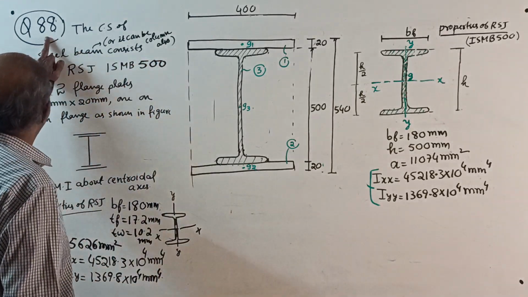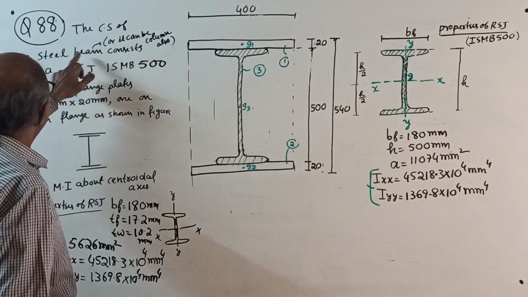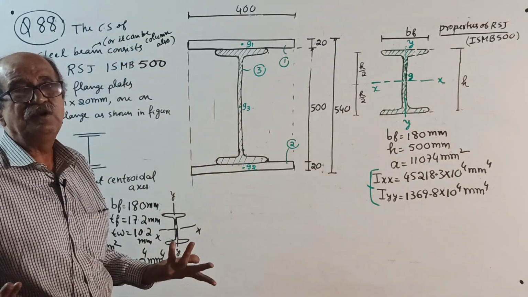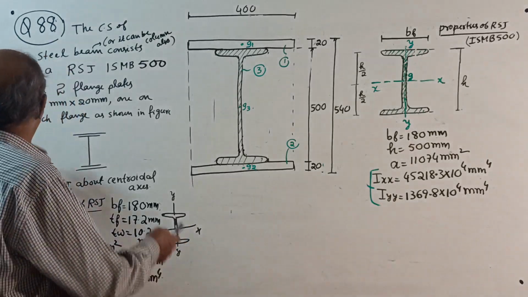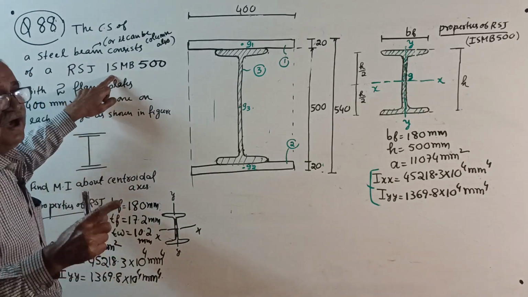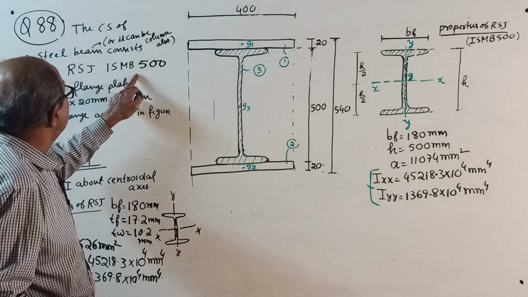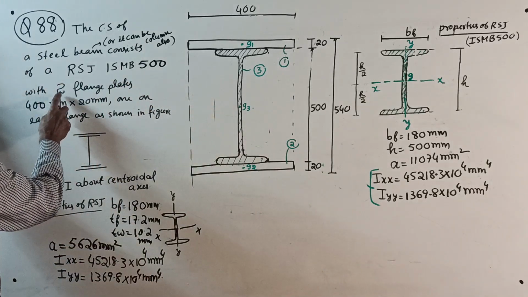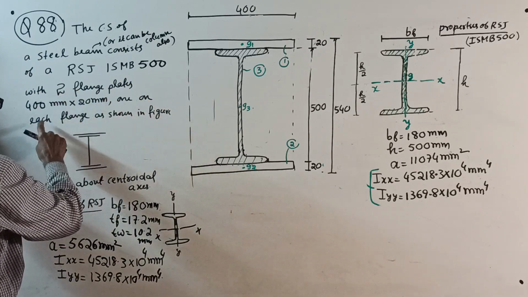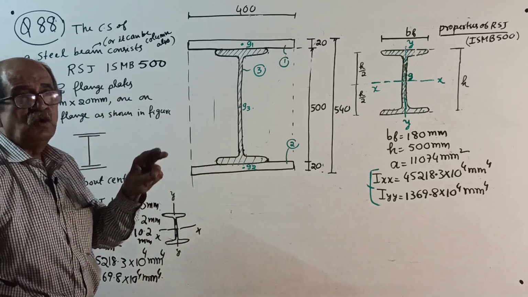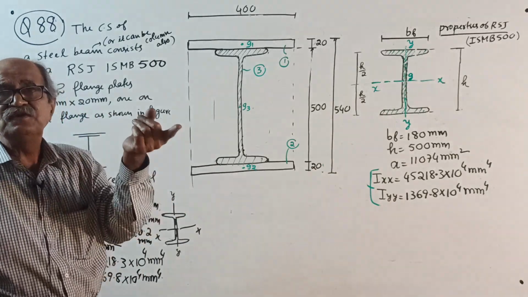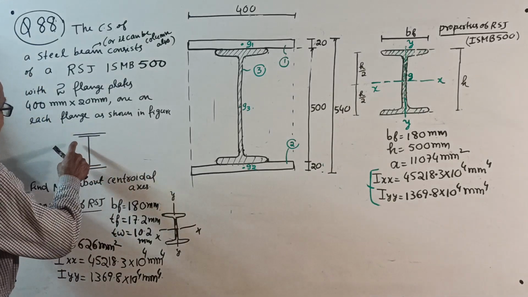Okay. 88. See, the cross section of a steel beam, or it can be a column also, but it does not matter to you. The cross section consists of an RSJ. I told what is RSJ in the last class. ISMB 500 with two flange plates 400 mm by 20 mm, one on each flange. Means in total there are two flange plates. Among the two flange plates, one plate is on each flange, as shown in the line diagram.